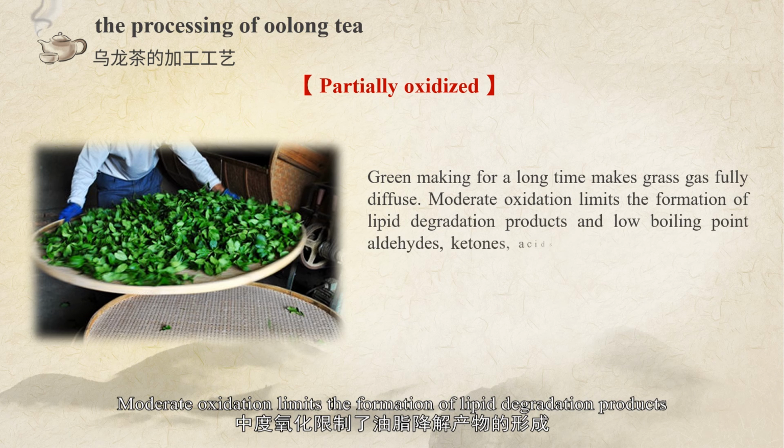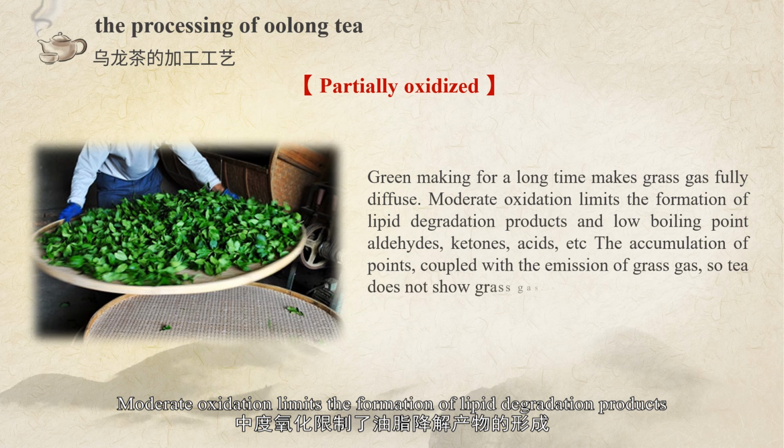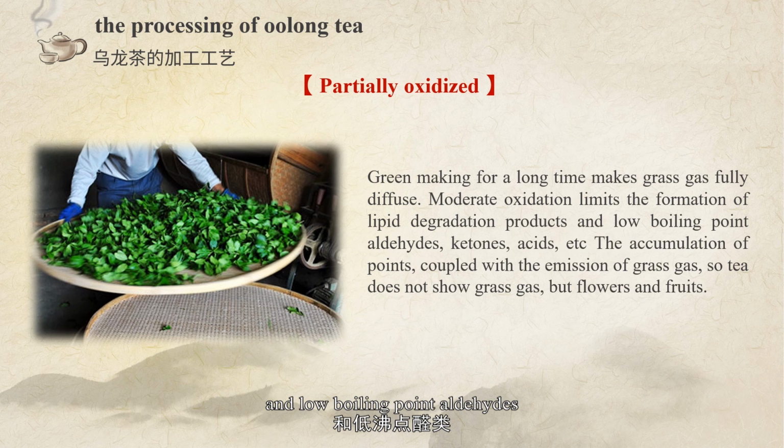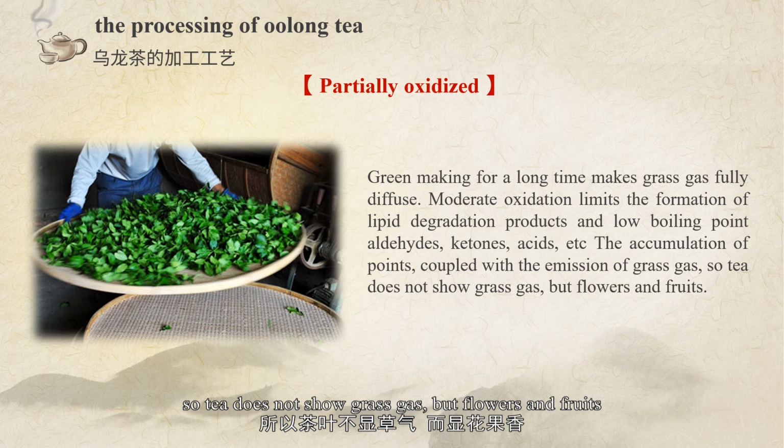Moderate oxidation limits the formation of lipid degradation products and low boiling point aldehydes, ketones, oxides, and so on. The accumulation of aroma points, coupled with the emission of grass gas, means the tea does not show grass gas, but flowers and fruits.